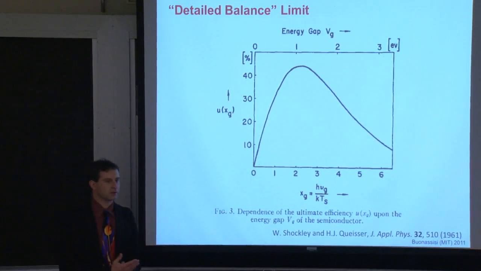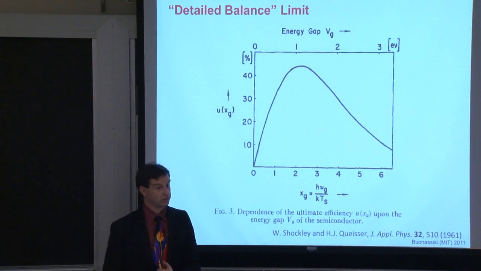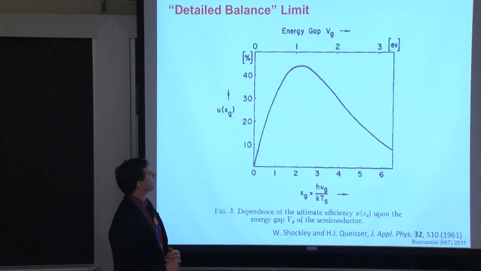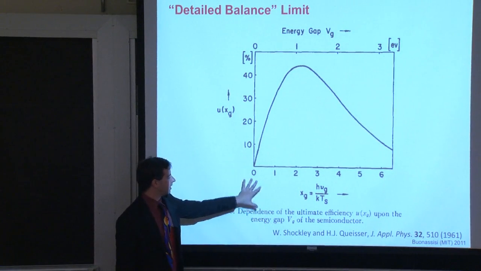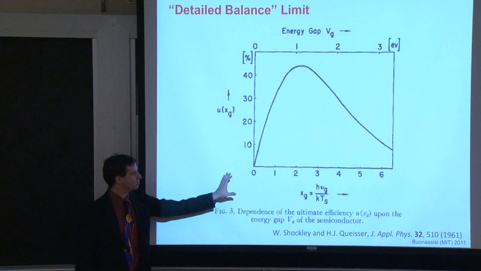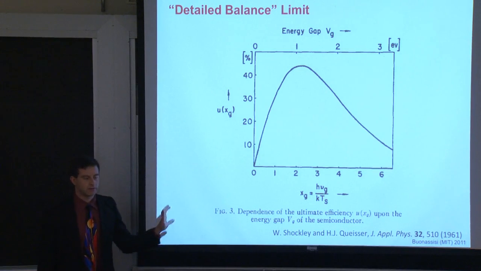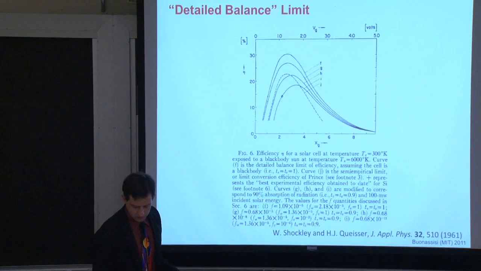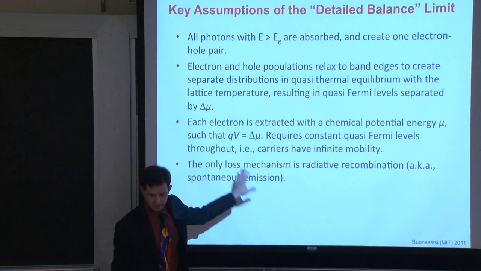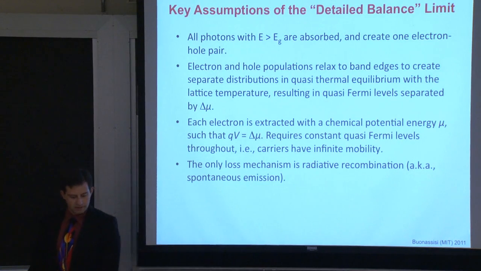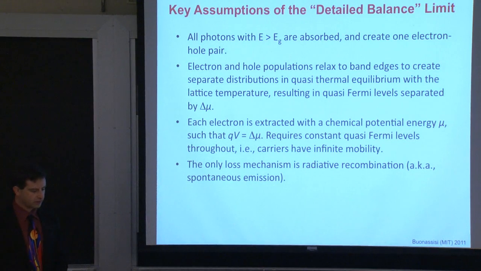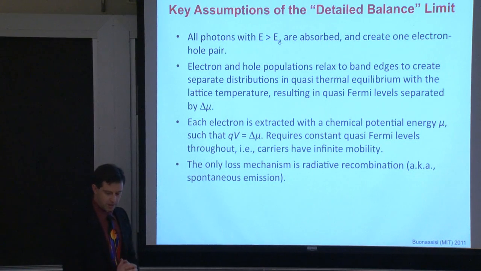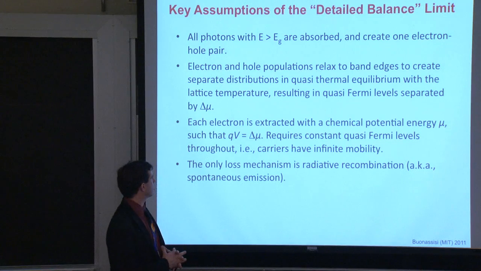One was non-absorption of light, and the other was thermalization of carriers. So the detailed balance model, the way they reached this point is fundamentally different. The physics that was assumed is basically listed out right here. But the end result is fairly similar to the rough back-of-the-envelope calculation that you performed in an earlier homework.